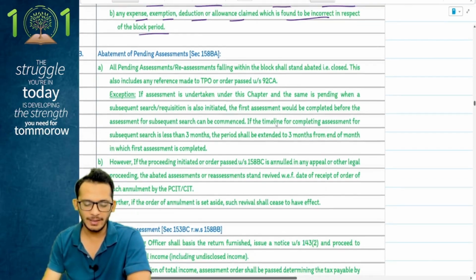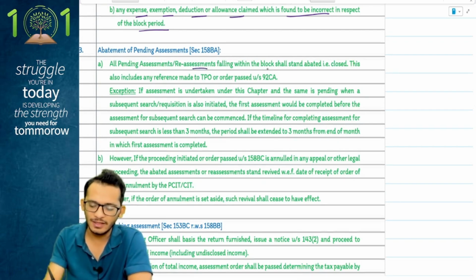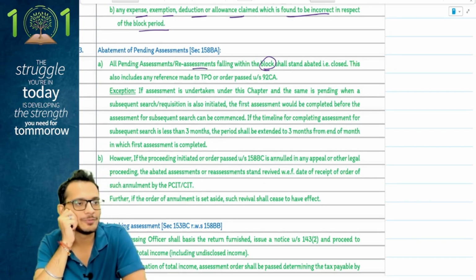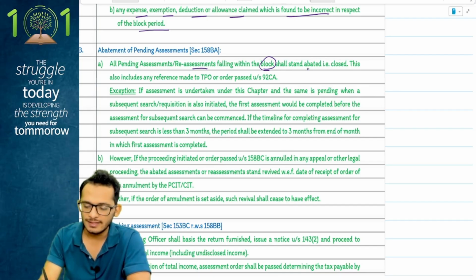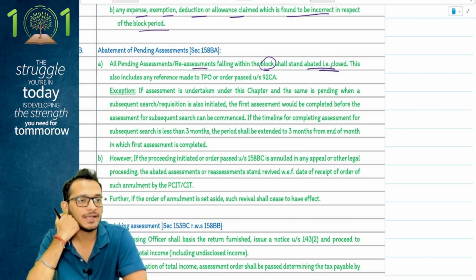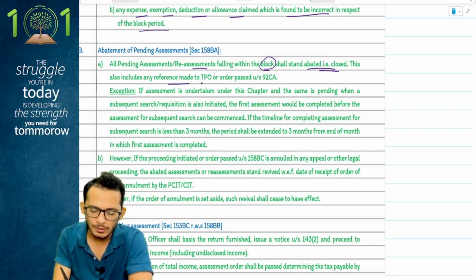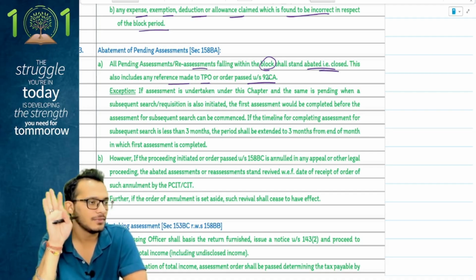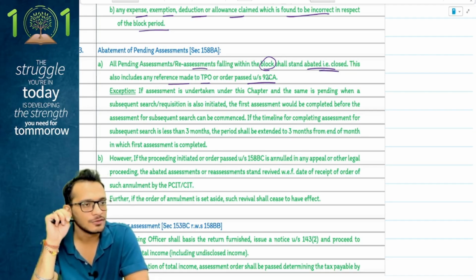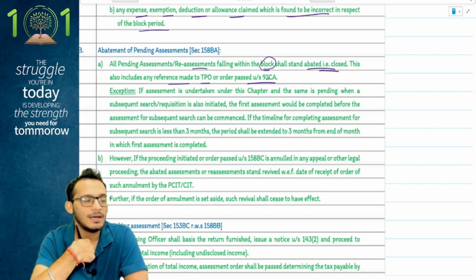Abatement of pending proceedings. The Income Tax Act is saying all pending assessments and reassessments falling within the block, which means the last 6 years plus the current year, shall stand abated. Abated meaning closed. They will be assumed as not valid. This also includes any reference made to the TPO or an order passed under 92CA. Any assessment will get abated. They will completely stop proceedings, because now the whole assessment will be done by the assessing officer.